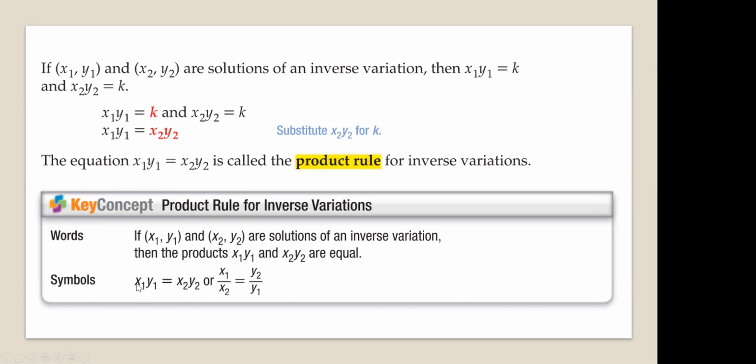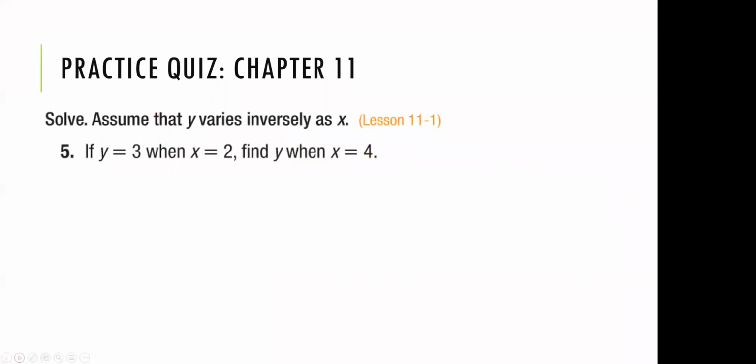So it looks like this, the x value of the first point times the y value of the first point is equal to the x value of the second point times the y value of the second point. Or you could use this proportion as well, okay? So here it says to solve, assume that y varies inversely as x. So we're given y when x equals 2, and it says to find y when x is equal to 4.